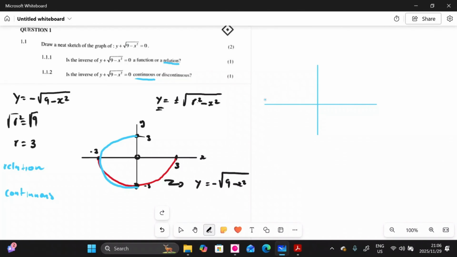An example of a graph that is not continuous is the one that follows now. Let's say we have a hyperbola. Remember hyperbola?